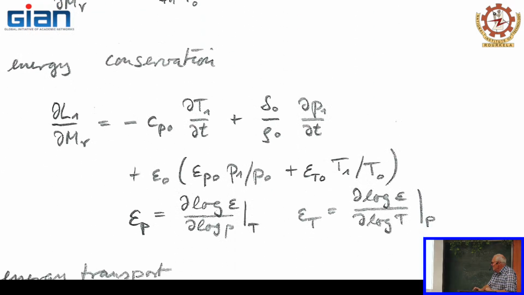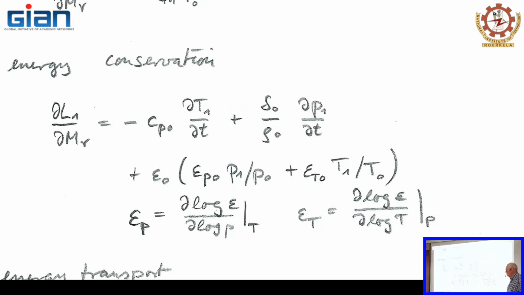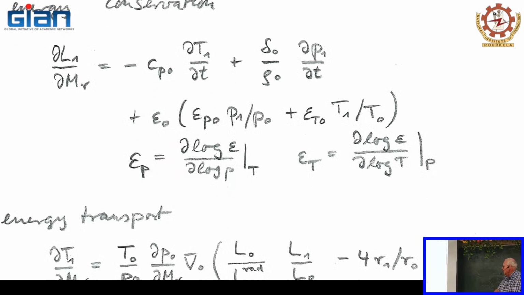So these are these logarithmic derivatives, epsilon p and epsilon t. They have, of course, to be taken from the stationary model because p1 and t1 are already first order quantities. So if you want to consider the epsilon terms, then they have to be taken into account in this way.